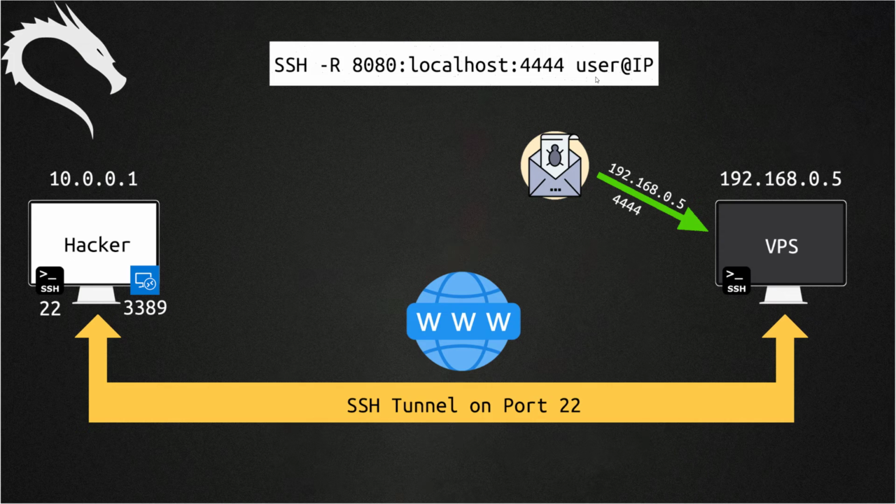So what's happening here is that the moment someone clicks on our backdoor and we receive a connection on port 4444, this connection is going to be forwarded using SSH tunneling to our local host, which is the hacker machine, on port 8080. So the hacker should listen on port 8080 instead of port 4444. Now you can use any port you want. Port 8080 is not mandatory.